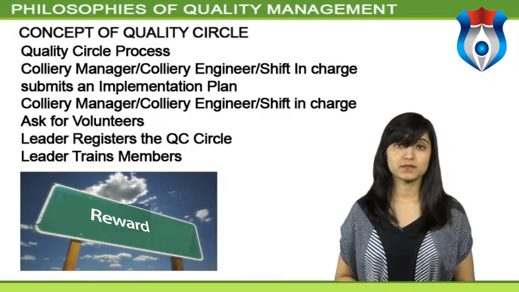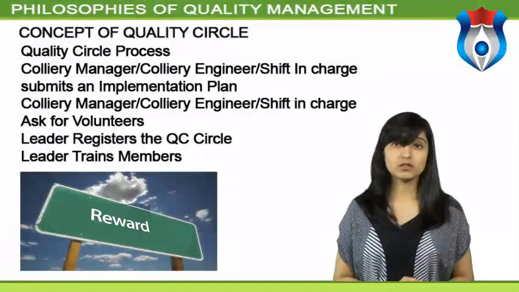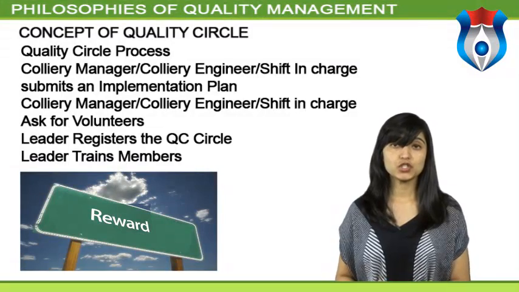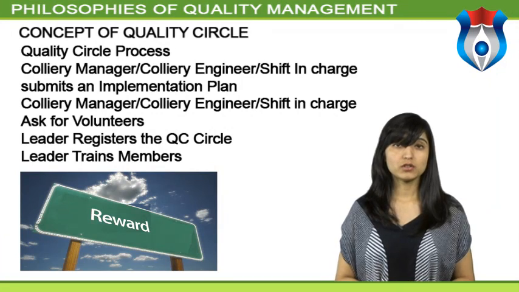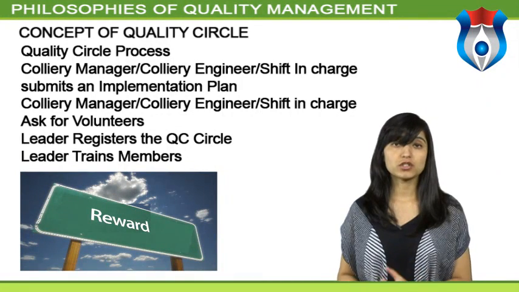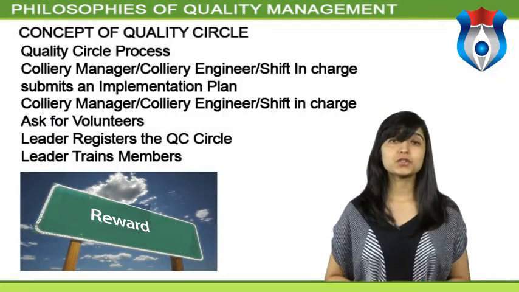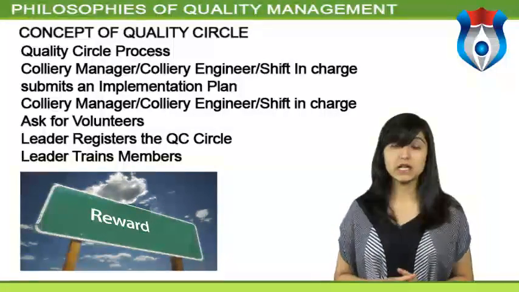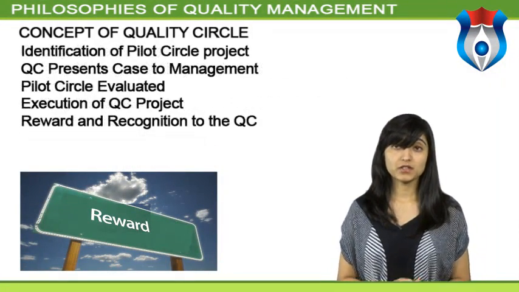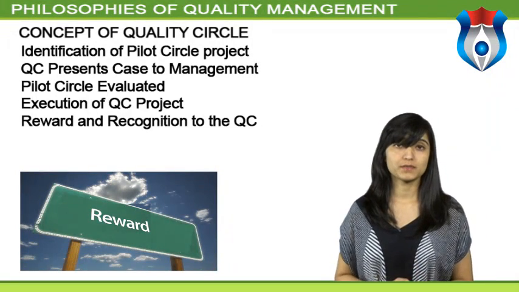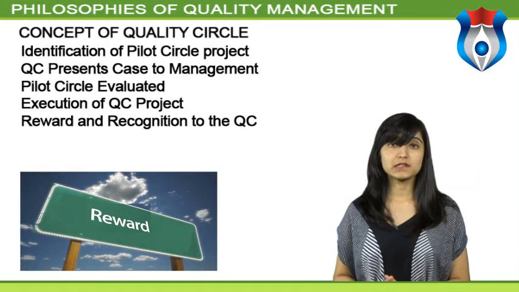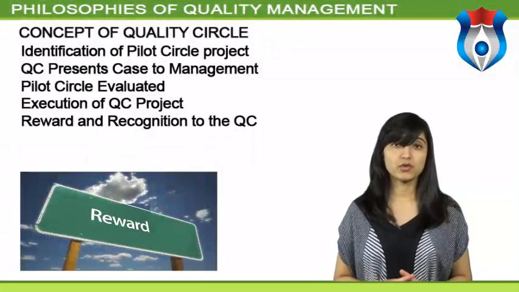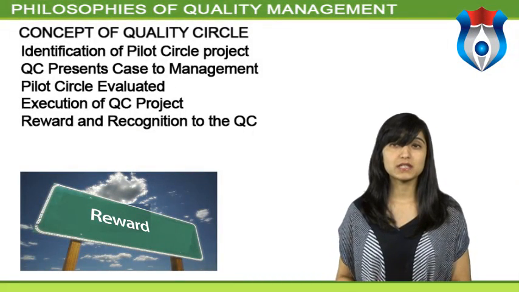Quality circle process. Colliery manager, colliery engineer, shift in charge submits an implementation plan. Colliery manager, colliery engineer, shift in charge ask for volunteers. Leader registers the QC circle. Leader trains members. Identification of pilot circle project. QC presents case to management. Pilot circle evaluated. Execution of QC project. Reward and recognition to the QC.